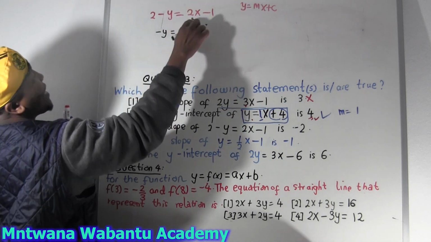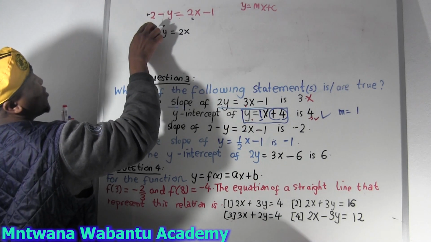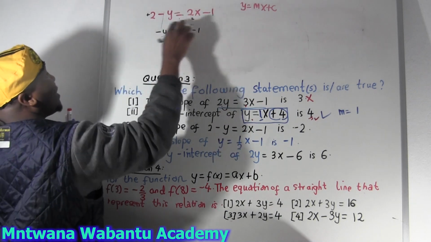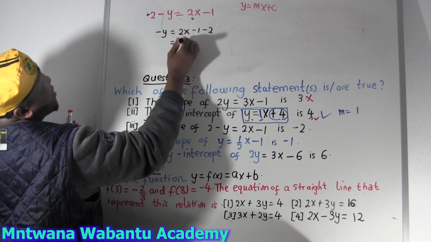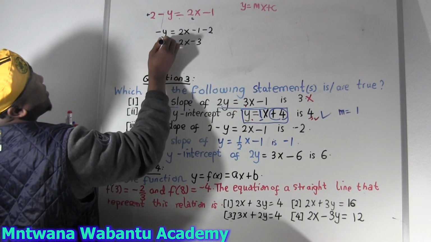Since this is going to pass over the equal sign, if there's no sign, it means positive. When you go over, it becomes negative. So we still have negative 1, and this 2 goes over, it's positive, right? It becomes minus. So now we have 2x minus 2 equal to 3 negative y.